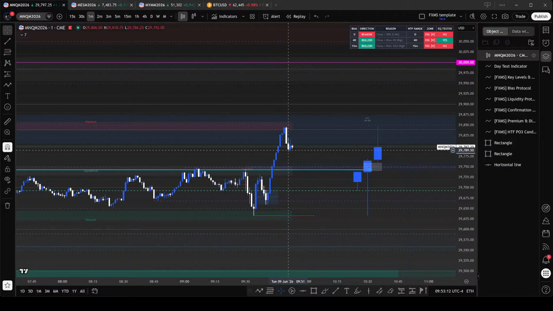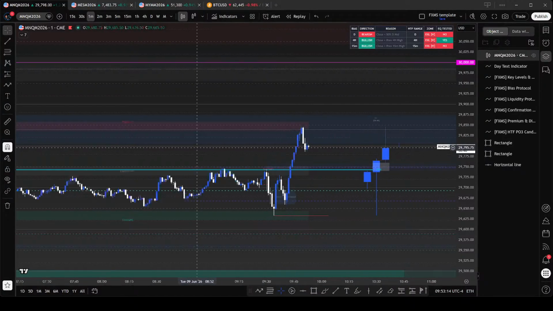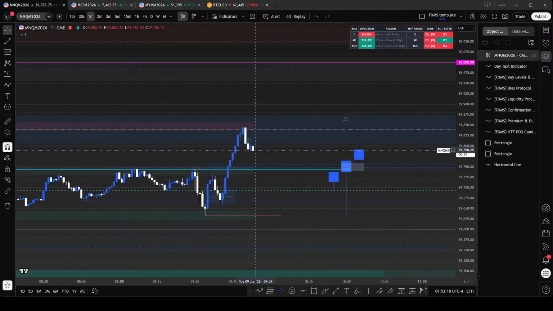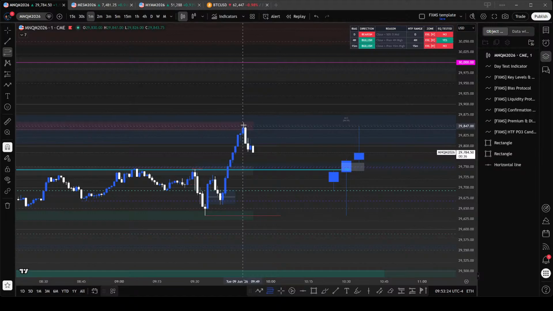Okay, so there's the reaction out of the imbalance slash OB. We'll get a closure underneath the 800 here, right, as to be expected. So now we have our swing high and our swing low, right?